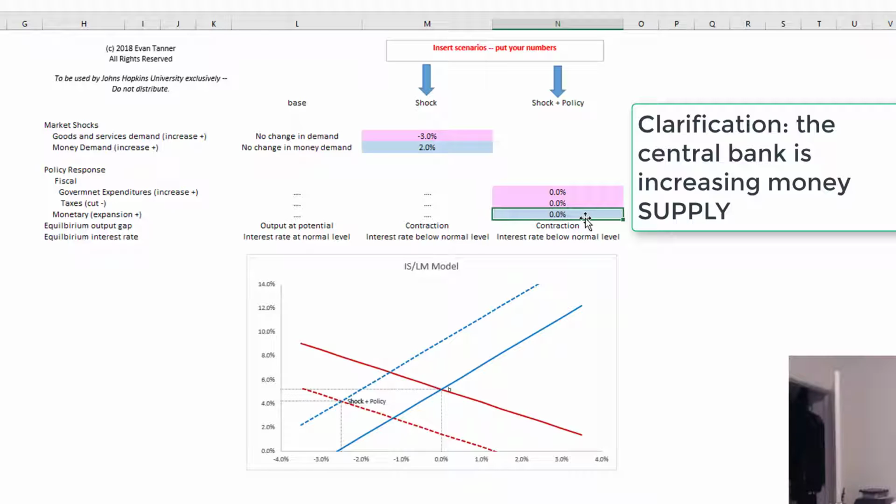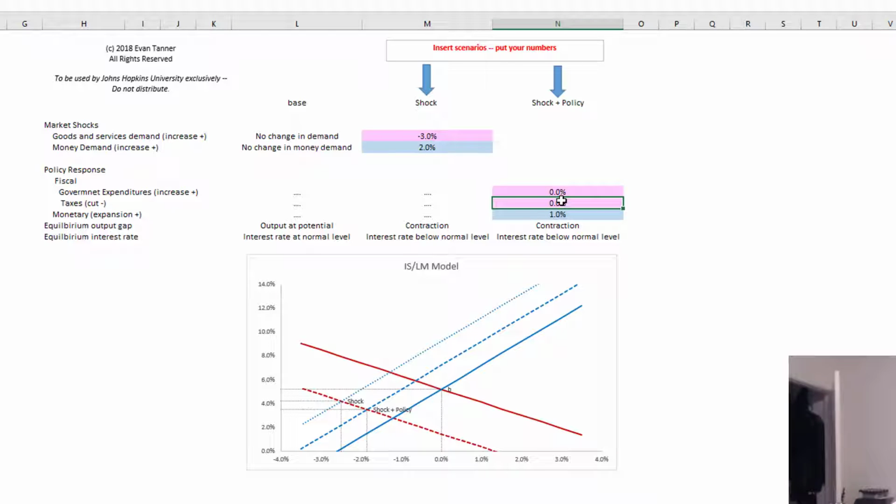It would increase the money supply, but let's say that it's only a partial offset. So let's put in a 1% increase. In addition, let's say that the government decides to cut taxes, but it isn't a very substantial tax cut. Let's say it's 1%. Okay, well, this is pretty meager. So let's say that Congress says, okay, let's also increase spending, and let's say that's 2%.